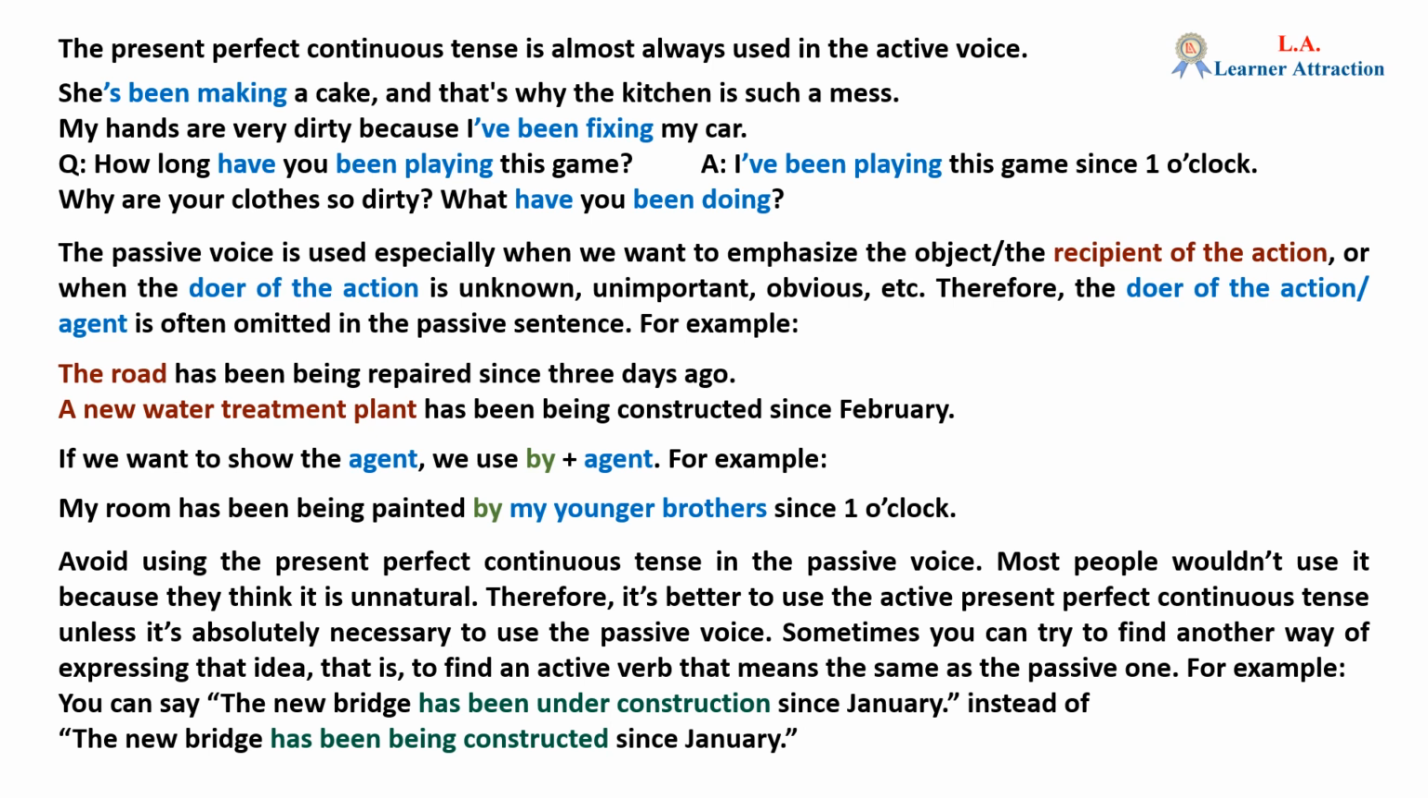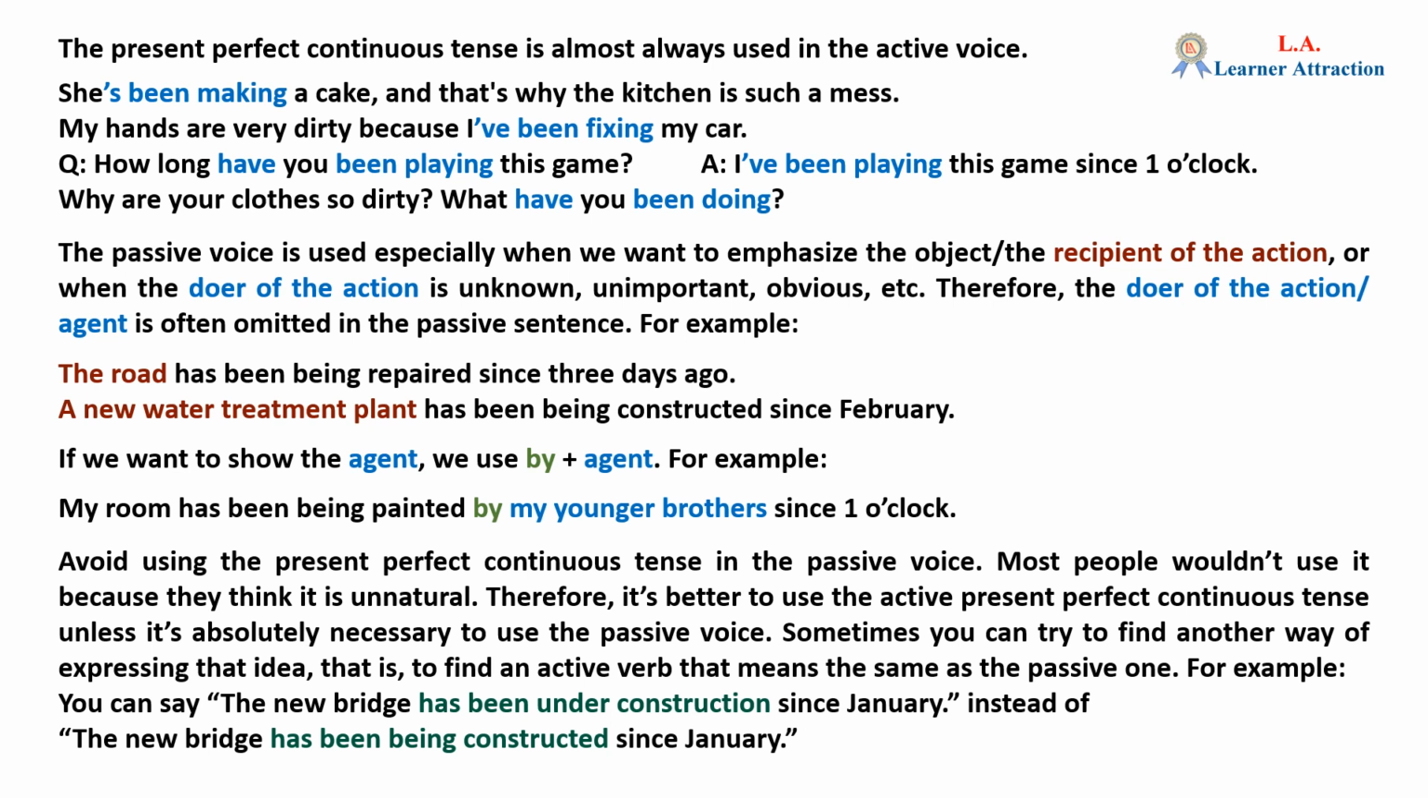The passive voice is used especially when we want to emphasize the object, or the recipient of the action. Or when the doer of the action is unknown, unimportant, obvious, etc. Therefore, the doer of the action, or the agent, is often omitted in the passive sentence. For example, the road has been being repaired since 3 days ago. A new water treatment plant has been being constructed since February.